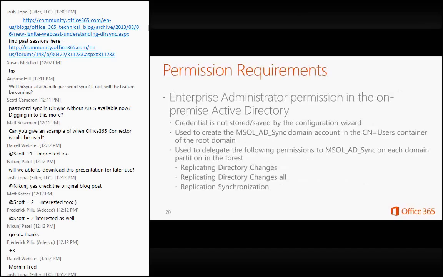So this is what we just touched on in the last slide. The enterprise admin permissions is essentially what's used to create an MSOL_AD_sync account, and that's created in the user's container of the root domain. So leave that where it is. Don't be moving that account around. Essentially that account is used just for synchronizing objects up to Office 365 going forward. So any changes that you make on premise, it uses that account to synchronize.